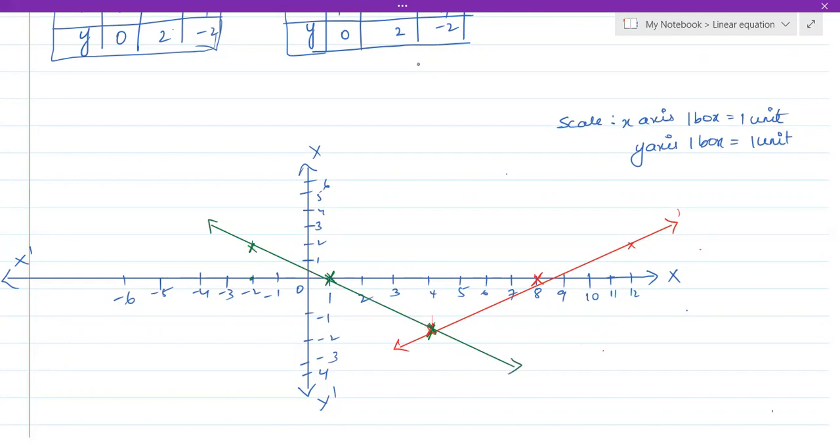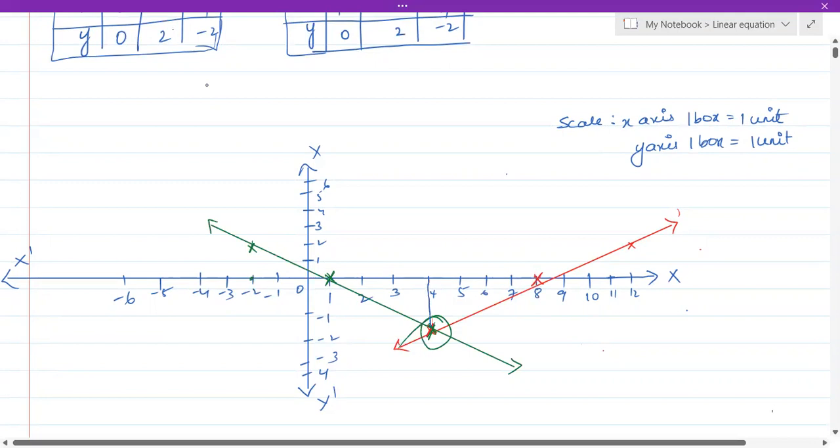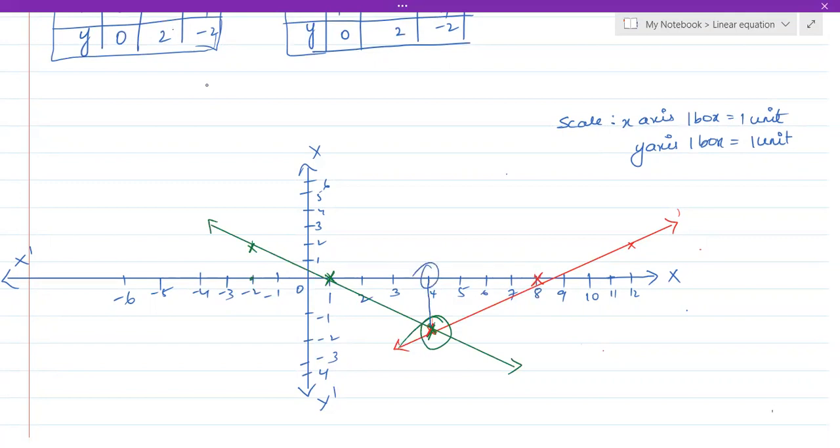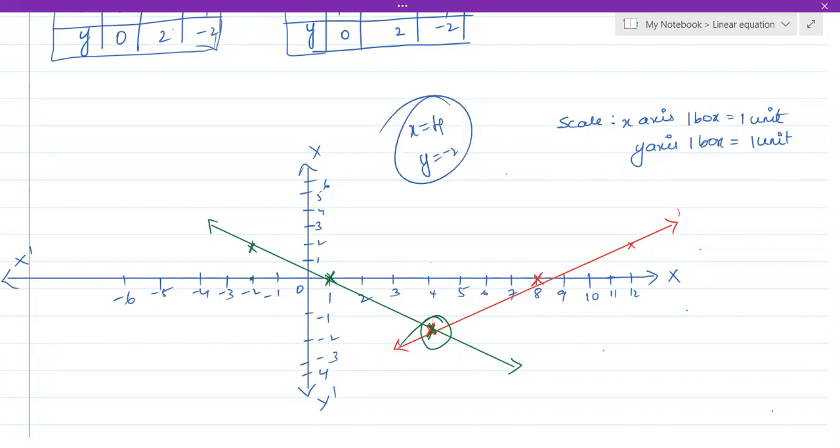Now as you can see, both the lines are meeting at a point, that is this point. That point will be our solution. If you observe, the x value will be 4, and the y value is -2. Therefore the answer is x equal to 4 and y is equal to -2. Wherever the two graphs meet, the red line and the green line which we have drawn, that is the answer. I hope you have understood this. A very easy one.